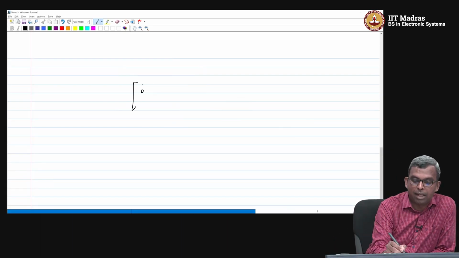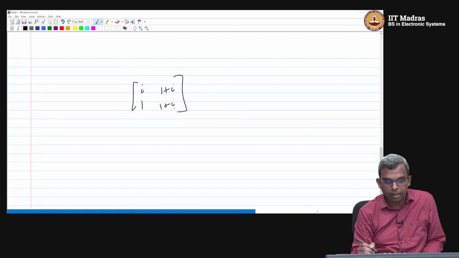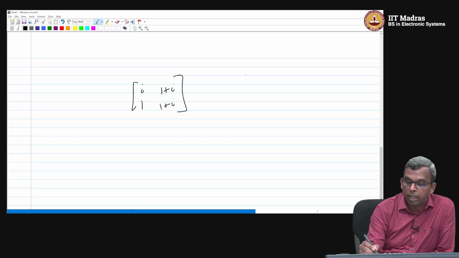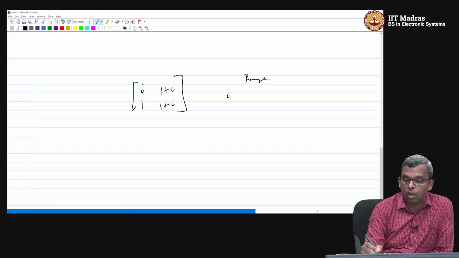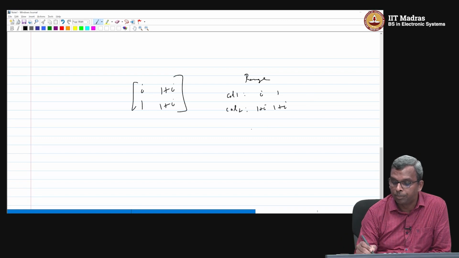Okay, so the example we have is [i, 1; 1+i, 1+i], right? Is that the correct example? If I have to find the range, how do I do it? I take column 1, which is (i, 1), and column 2, which is (1+i, 1+i). So I can change column 2 to column 2 minus column 1 times (1+i)/i.